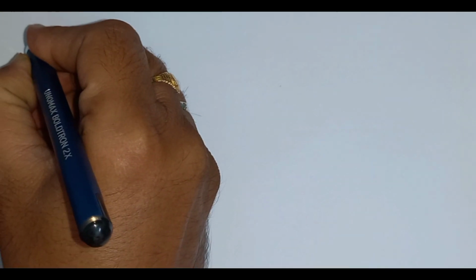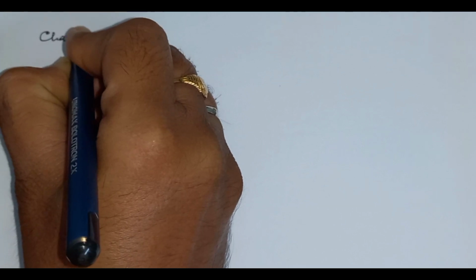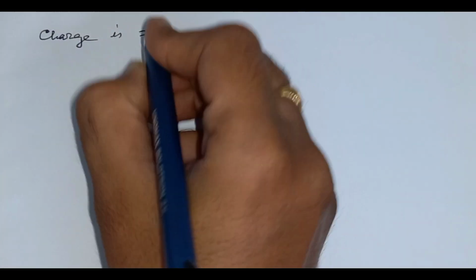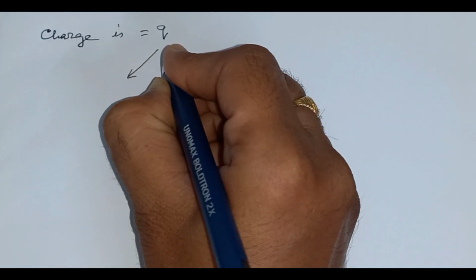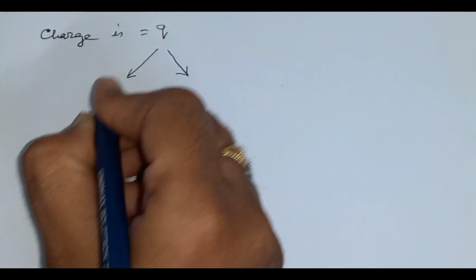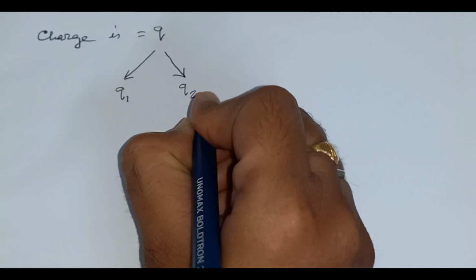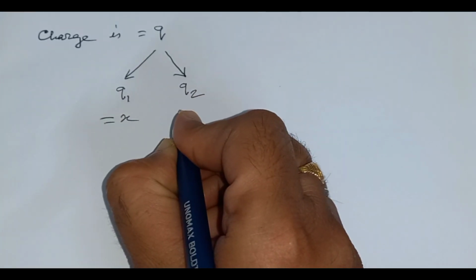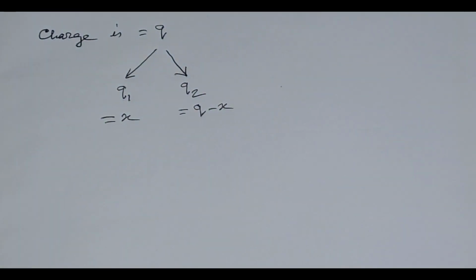Let us consider the charge is Q and this charge is divided into two parts. First one is Q1 and second one is Q2. Q1 is equal to X and Q2 is equal to Q minus X.